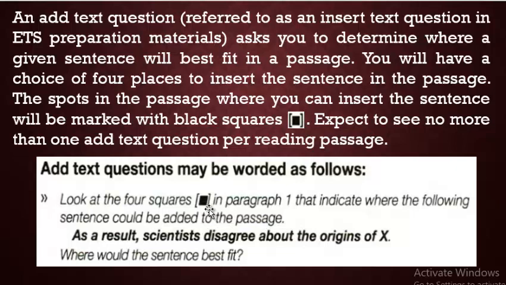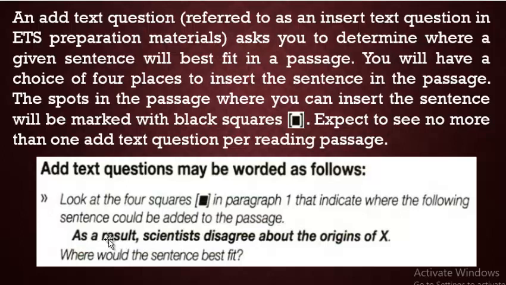What are the indicators that tell us this is an add text question? The phrase 4 squares, the black square spots, and the words "the following sentence." For example: "As a result, scientists disagree about the origins of oceanic mammals." Where would the sentence best fit? This sentence is given to you, and you insert it.